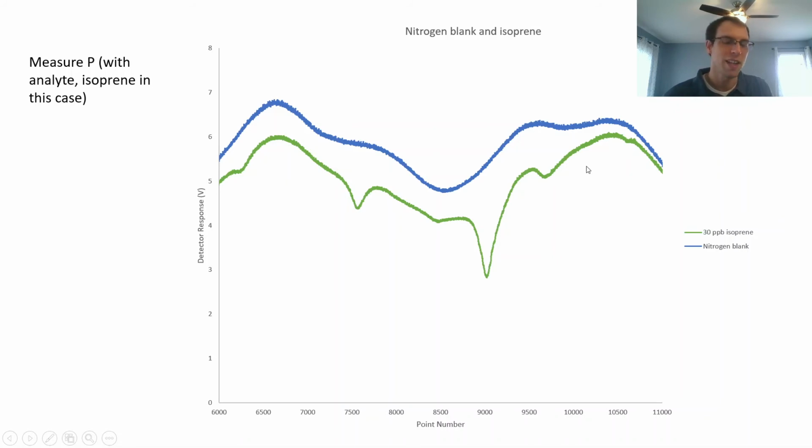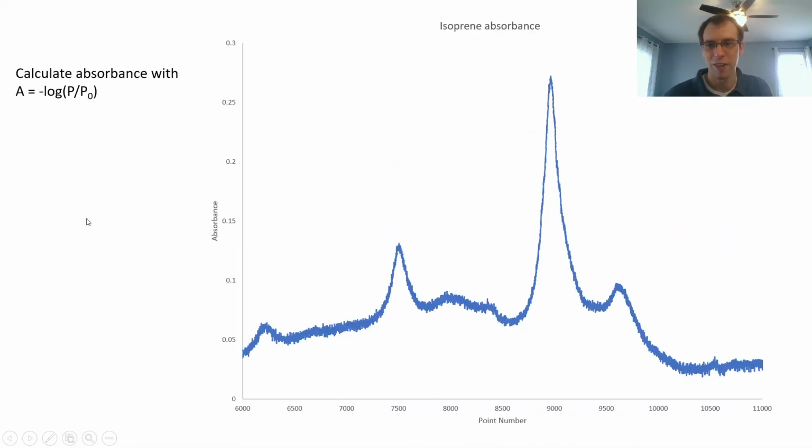Now, to express this as absorbance, we calculate the negative log of P over P naught, the transmission, and that gives us this spectrum here. So we can see that absorbance increases because of this negative sign. It increases when the amount of light decreases in comparison to what was measured originally. And so we can see for isoprene, we get these clear peaks in our absorption. And these are what we use to monitor the amount of isoprene that's present in our samples.